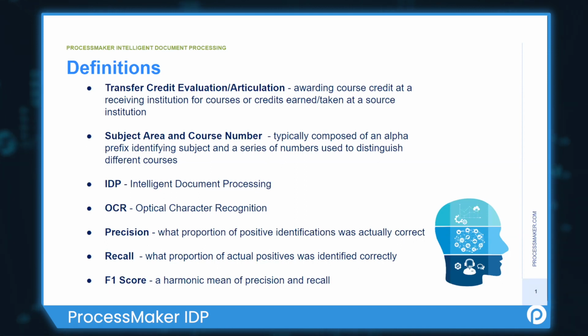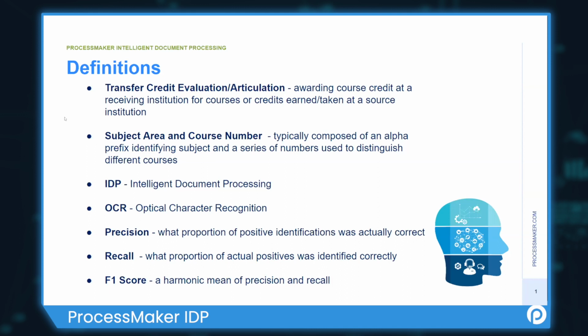I also wanted to make sure everyone knew subject area and course number. This is really just a code that has an alpha prefix and then usually a series of numbers to identify a unique course. And then IDP is just intelligent document processing, and optical character recognition too. Those are the things I'll refer to during my part of the presentation. And Lars, if you want to go through yours quickly now.